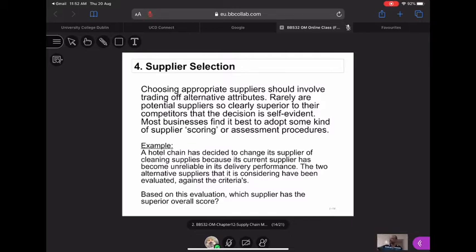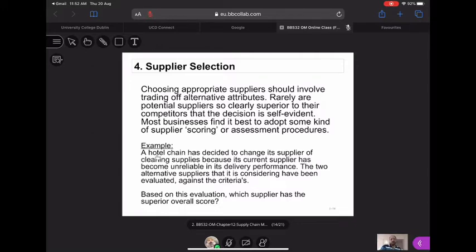Should I buy from supplier number 2? Or should I buy from supplier number 3? So I must be able to select which supplier I want to buy from. So what I'm going to do is use an example to explain how companies can do supplier selection.